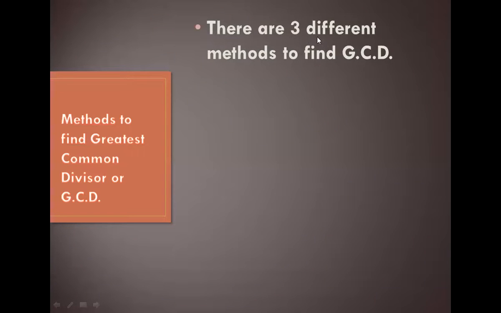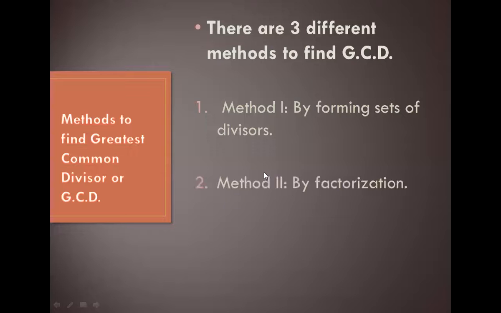So students, you have different methods to find the greatest common divisor. There are 3 different methods to find GCD. Method 1, by forming sets of divisors. Method 2, by factorization. And method 3, by division. In this lecture, we will only focus on method number 3, that is by division. You will learn how to find GCD by using the division method.